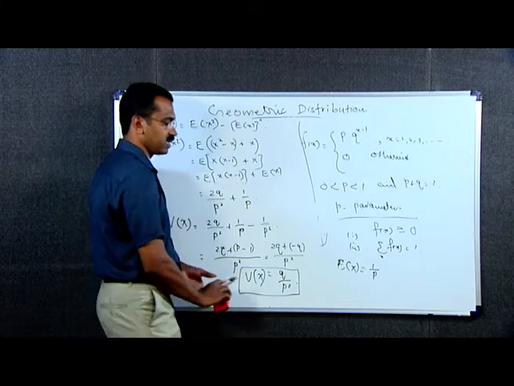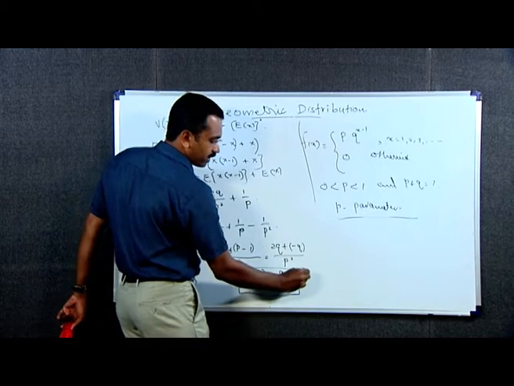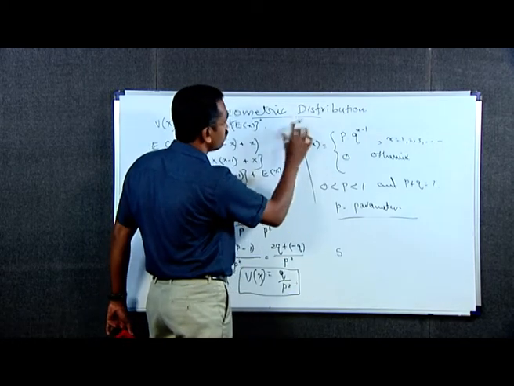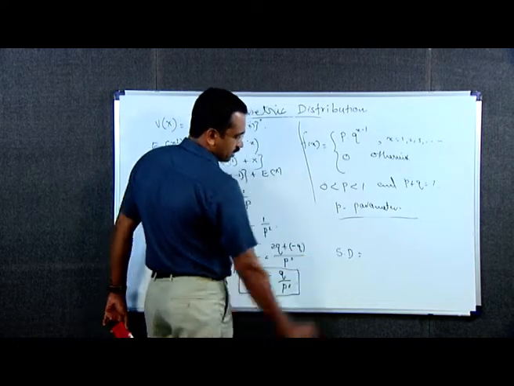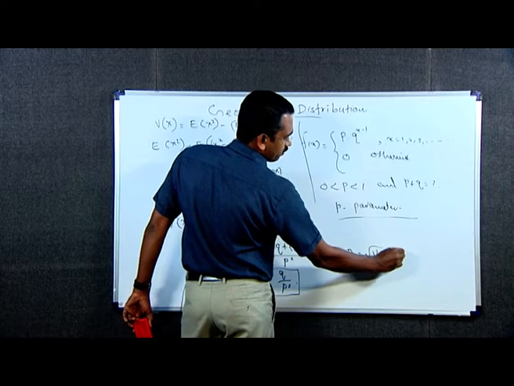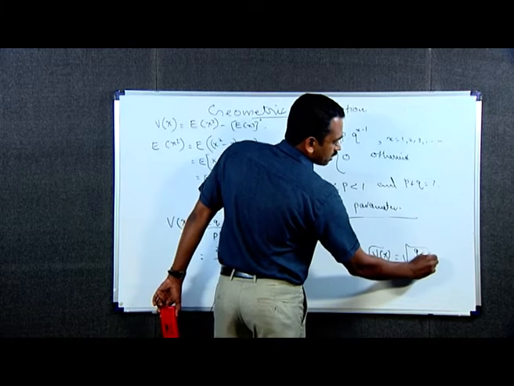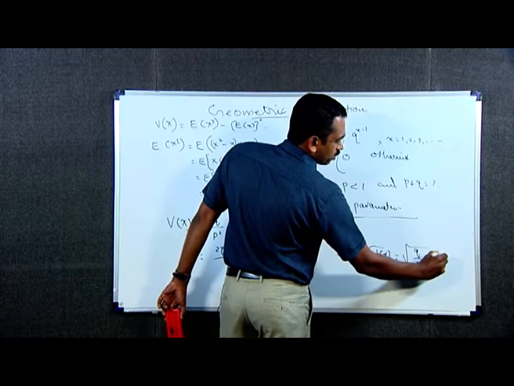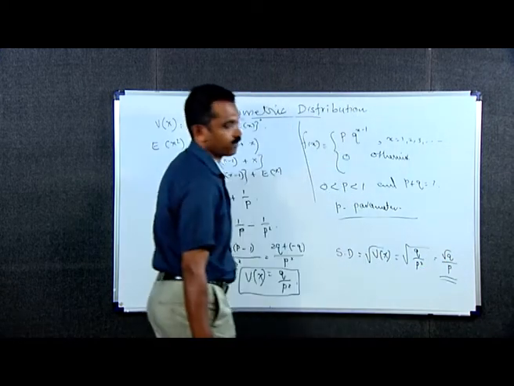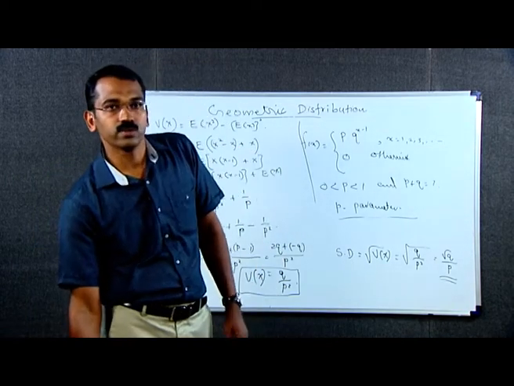Therefore, the standard deviation is the positive root of variance of x. Therefore, standard deviation of geometric distribution is SD is equal to positive square root of variance of x, which is equal to positive root of q by p square, that is equal to root of q divided by p, which is the standard deviation of geometric distribution.